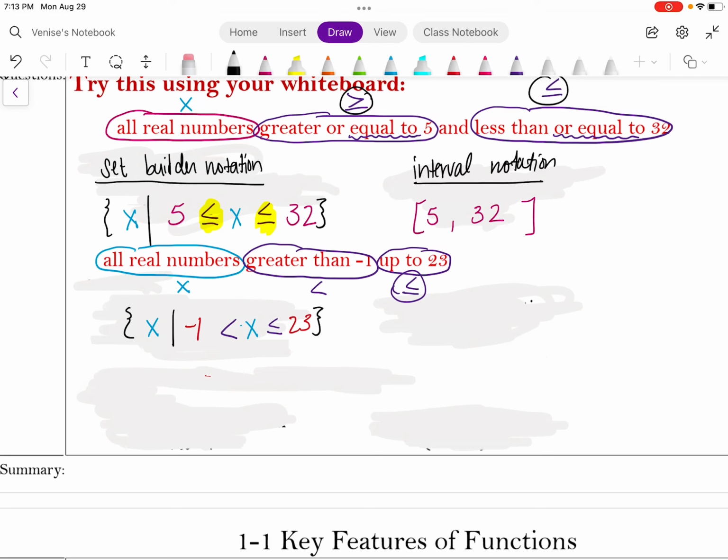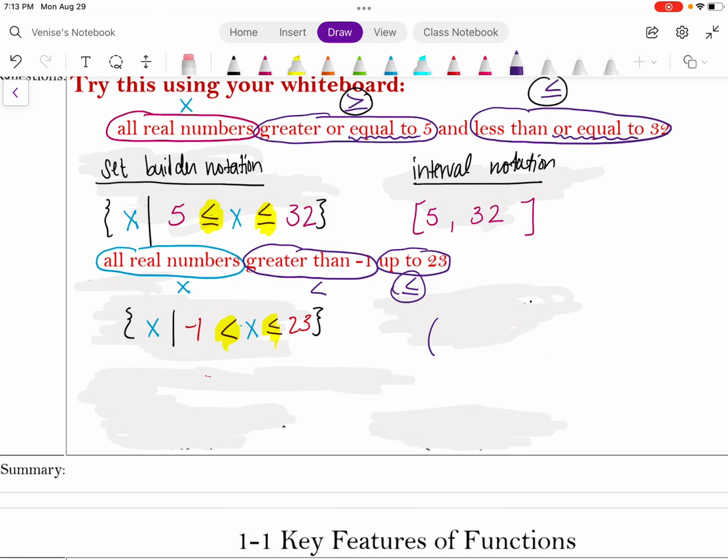Okay. Next one, we have the interval notation. So we have less than and less than or equal to. If it's less than, is it parentheses or brackets? If it's less than, it's parentheses. This one. So our first number would be -1. And the other one's less than or equal to. It's going to be a bracket, 23.